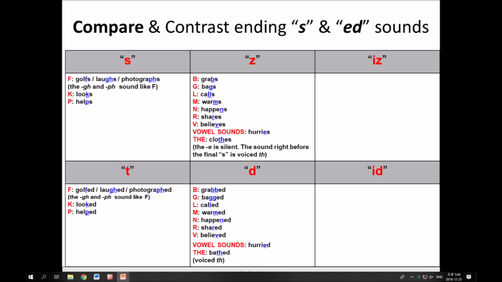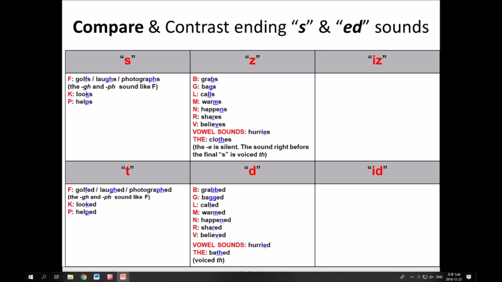So for the simple present of verbs that end with s and are pronounced like z, so for example, grabs, bags, calls, warms, happens, shares, believes, hurries, clothes, like this. These words, when they're pronounced in the past form with ed, are pronounced like d. So grabbed, bagged, called, warmed, happened, shared, believed, hurried, bathed. Okay, so you have grabs and grabbed, bags and bagged, and so on.